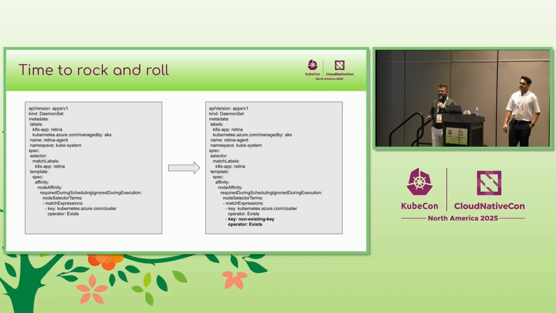When you look at Retina DaemonSet, you know that DaemonSet selects the nodes on which the pods need to be scheduled. And Retina, in this case, was using match expression term, which consists of several conditions. Each of these conditions operates on node label. So our idea was to add one condition which could never be satisfied. So in the result, we have a DaemonSet which doesn't spawn any pods on any nodes because nothing matches.